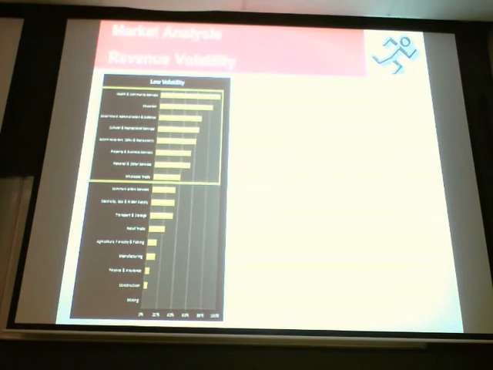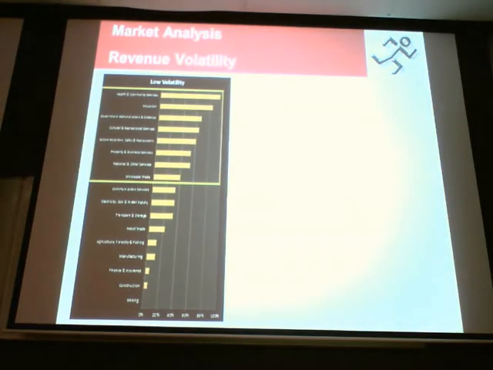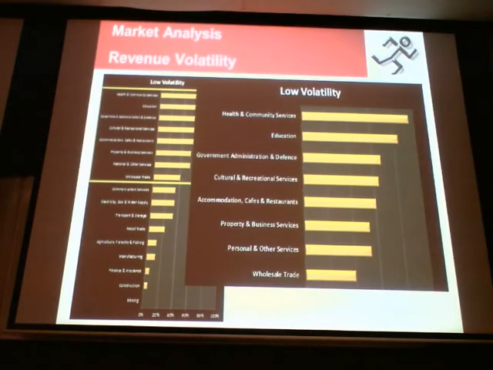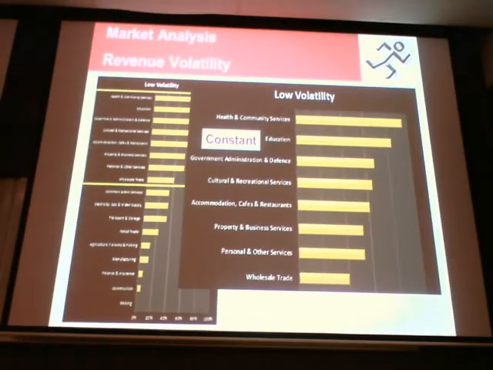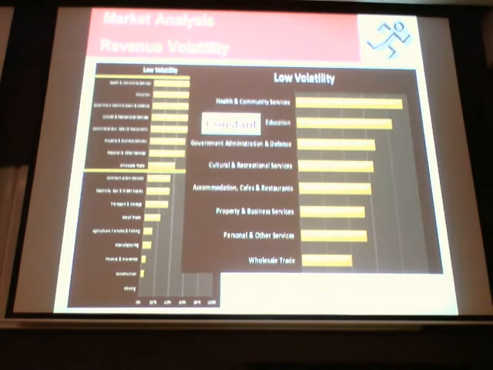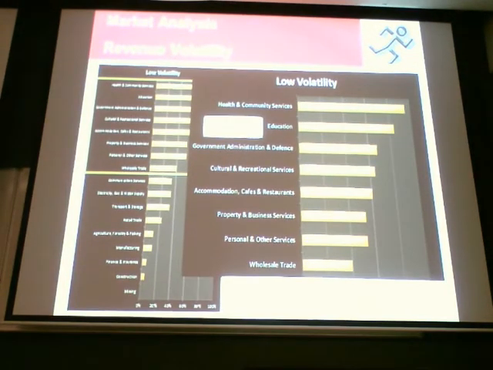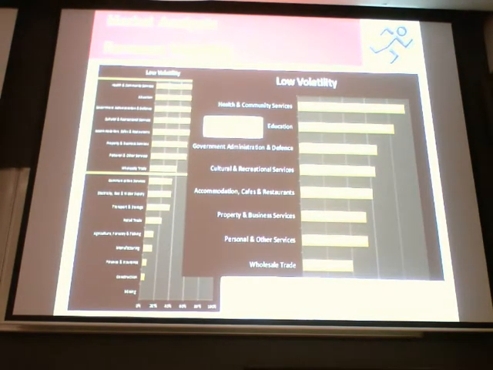Let's have a look at. But it's not all bad. Just hang on a minute. It's not all bad. Let's have a look at the low volatility thing here. See this? That's constant. Education. That means all the civil engineers who can't get jobs can stay in university, do research and education.